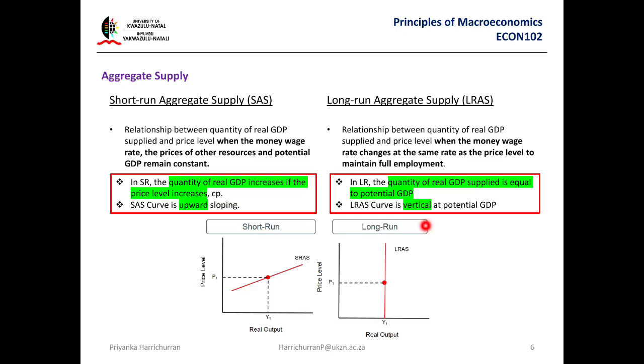So every single year you increase the salaries, increase the salaries, increase the salaries. Every single year there is no change. It's vertical, constant, no relationship, vertical. That is why you get a long run.